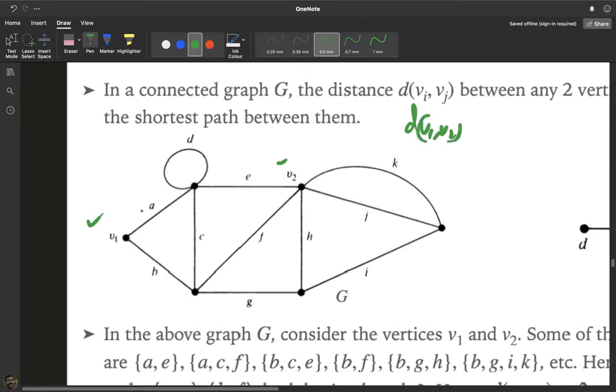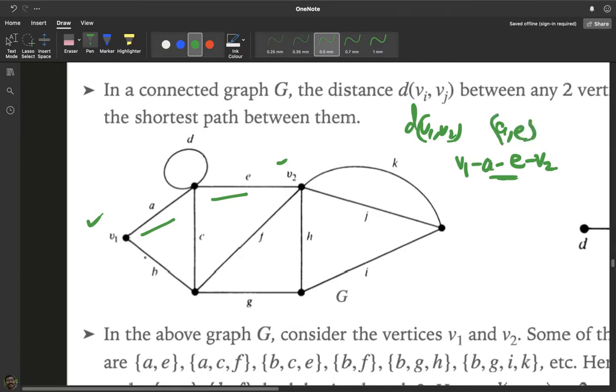Okay, so I can go from v1 to v2 through this edge A and this edge E. So one path is I can go through A, then I'll take E, then I'll reach v2. So that is one way. I'll use these two edges, so basically it is A and E. That is one path between them.